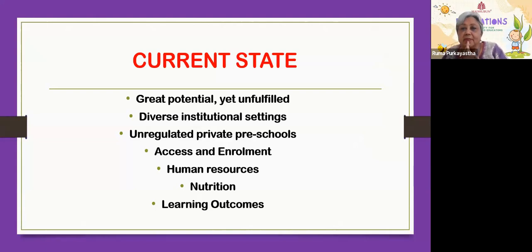rote learning. The current state in our country, I have said this earlier, is that by 2030, we are going to be the world's largest youth population. I don't fail to repeat this because it's a very, very serious state. If we have such a huge human resource potential in the country, what are we doing about it? And we as educators, I think, have a huge role to play in this. We have great potential, which is unfulfilled.